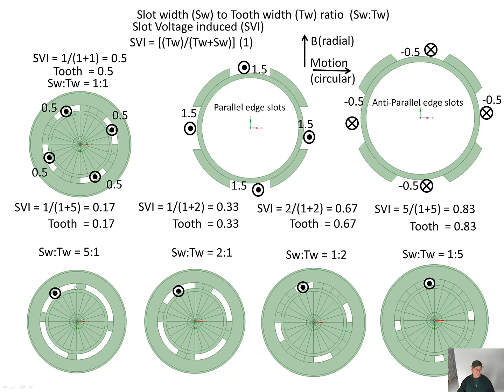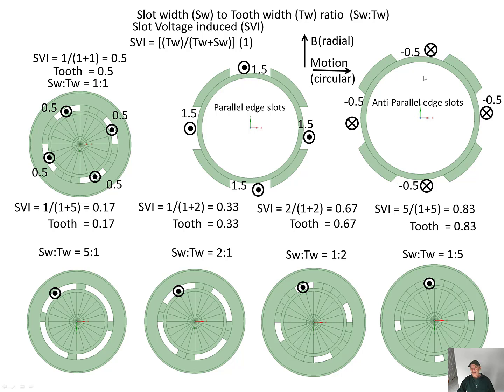When you have a very small tooth compared to the slot, this is almost like a bar magnet moving together with the inductor. And this is the case where the slot width equals the tooth width, 1 to 1. The induction is 50% on both the tooth and the slot. For a parallel slot, this is the case for 4, and the induction is 1.5.